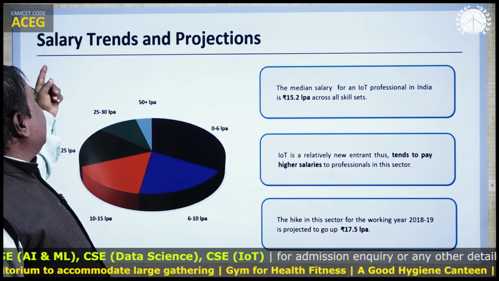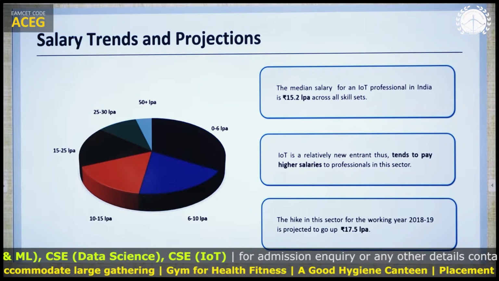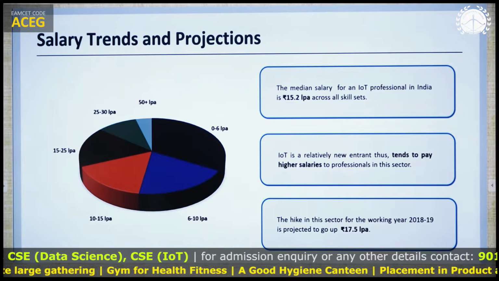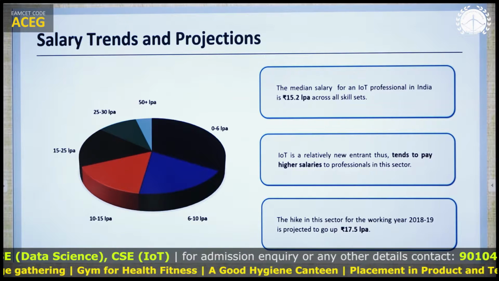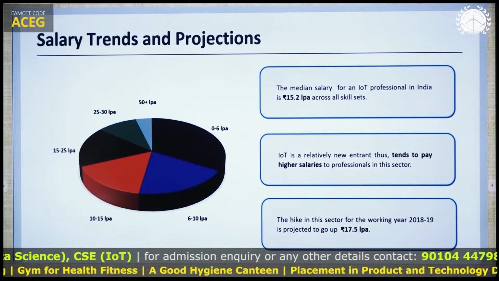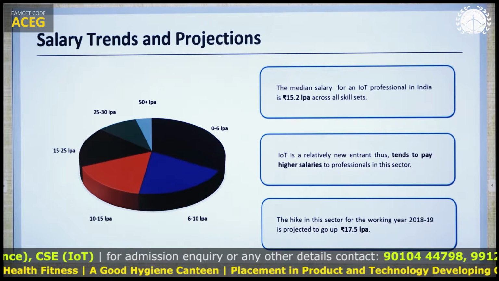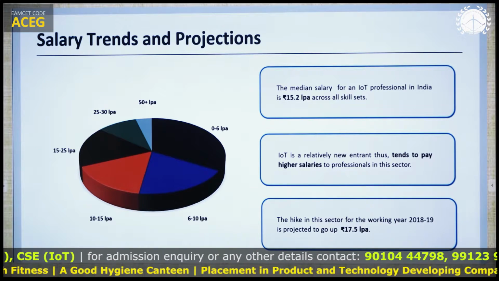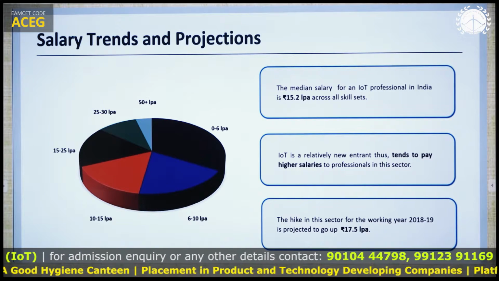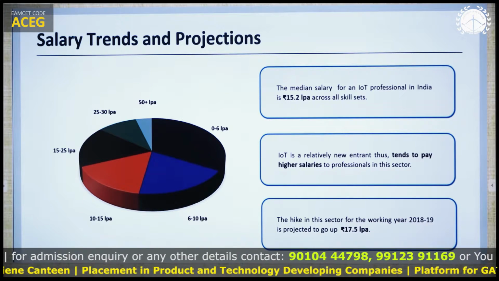Students, this is very important: salaries, trends and projections. The median salary for an IoT professional in India is 15.2 lakhs per annum. If you go for a hike, there is more, and projected for 2018-19, 17.5 lakhs per annum. And as a fresher, a minimum of 6 lakhs per annum salary.